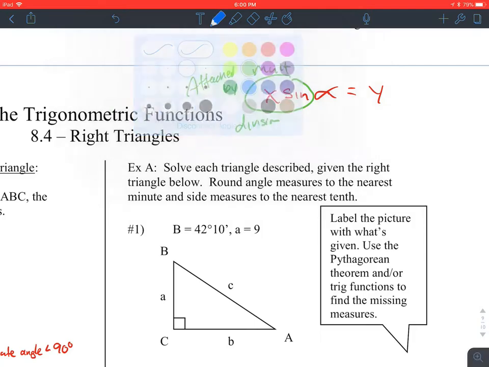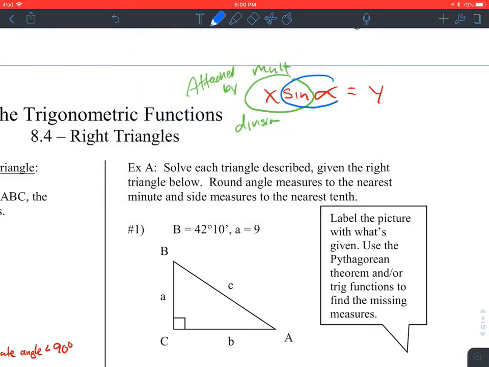Follow-up question. How are sine and alpha attached to each other? It is not multiplication. It is not division. It is not addition. It is not subtraction. It's attached by the trig function. In this case, it's attached by sine. If you want to unattach it, you have to do sine inverse to both sides of the equation.